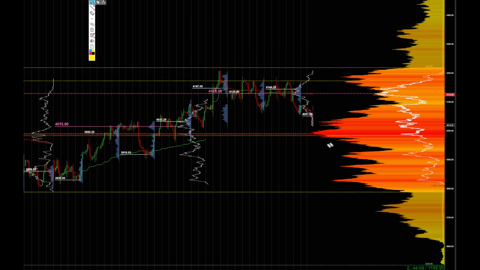Now, where do we come from? I always talk about this. Here is the most traded price of this year, 41.28, right? Now we dropped below that. Price is right here right now at 40.18. Okay, we're right here.